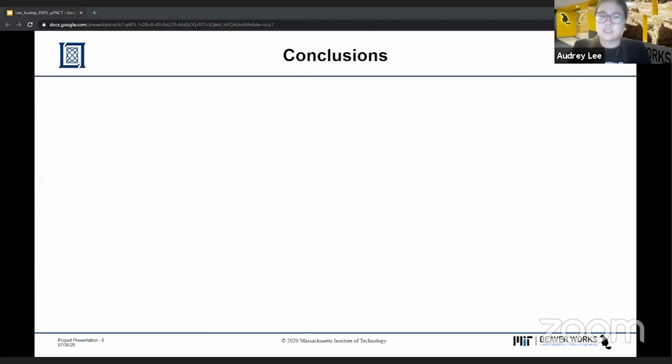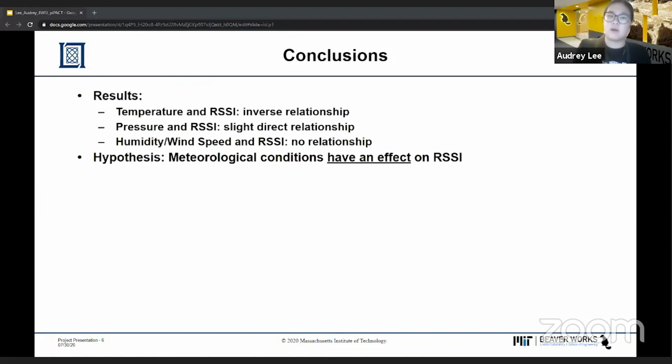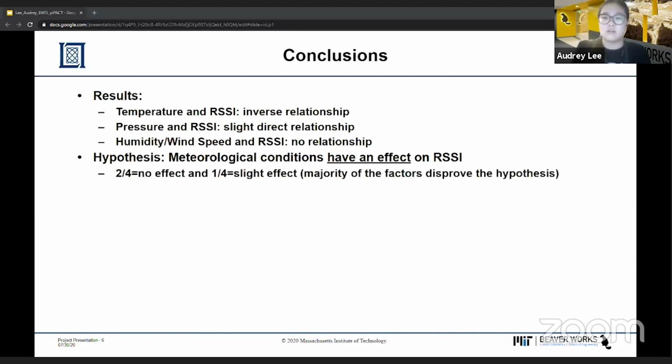So based on those results, let's talk about my conclusions. First, here's a reminder of the results and of my hypothesis. Based on those results, I determined that my hypothesis had been false. The reasoning for that is that of the 4 factors that I tested, 2 did not have an effect and 1 barely had an effect. So while the meteorological conditions in general don't have an effect on RSSI, my experiment has shown that it would be more accurate to specify that temperature has an effect on RSSI.